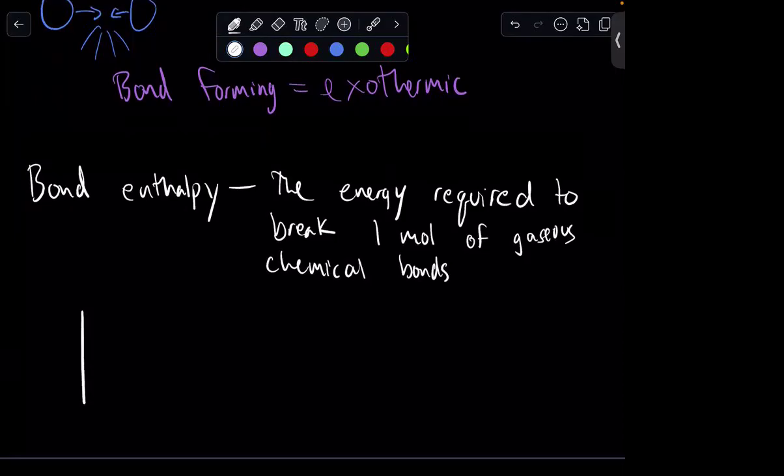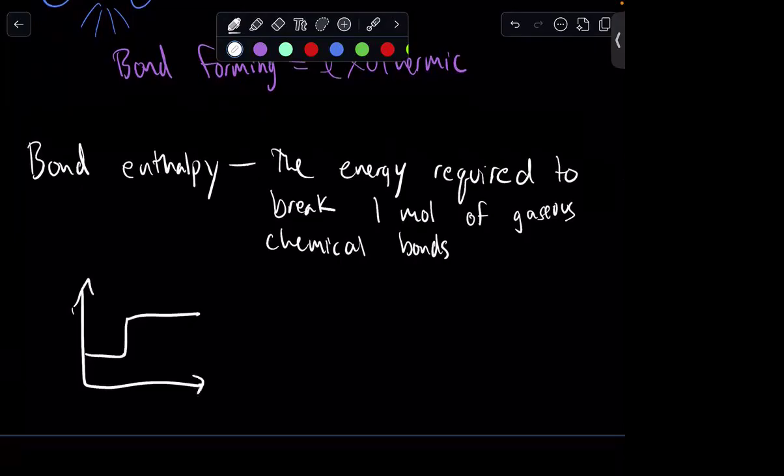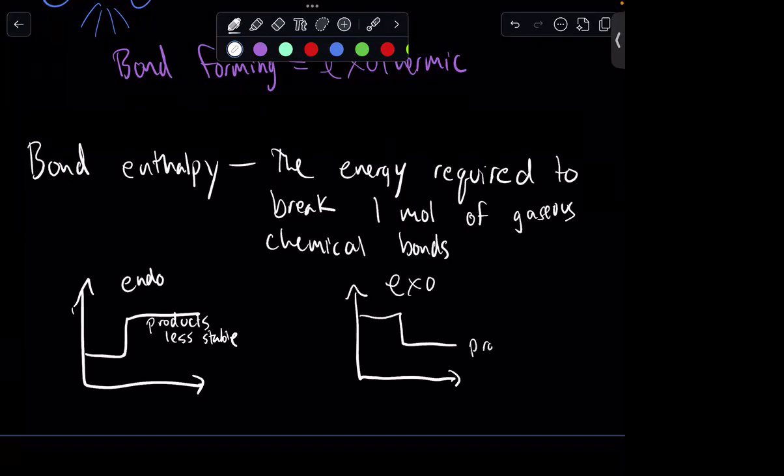Furthermore, we have to keep in mind that when we are doing a reaction, we just have our quick graph without any of the axes, and this would be endothermic as it increases. Our products are going to be less stable, as they have higher energy overall. Meanwhile, for an exothermic reaction, our products will be more stable.